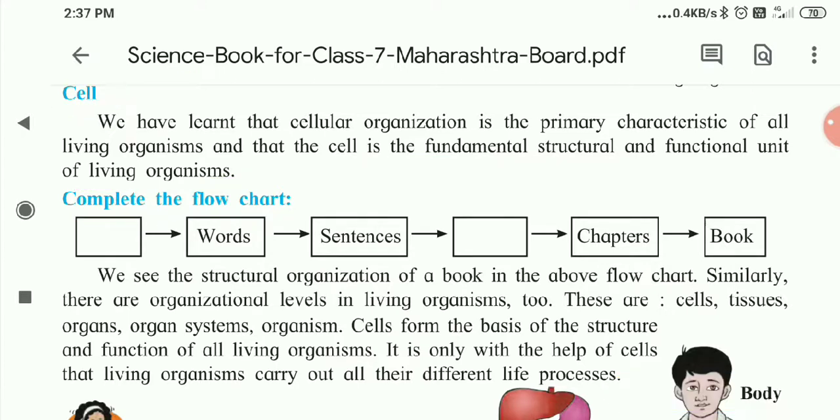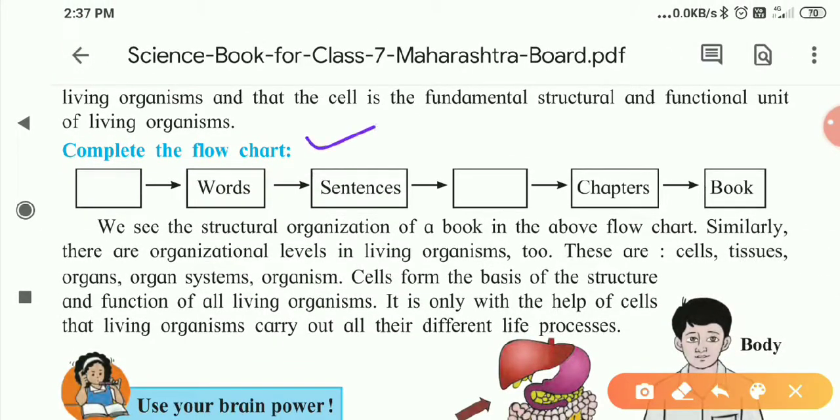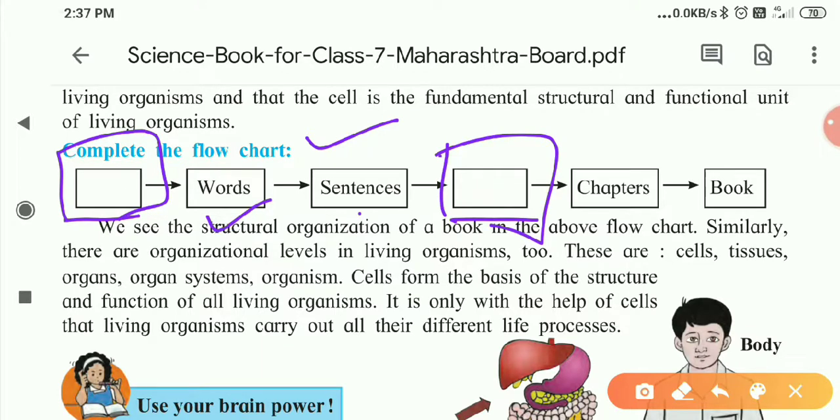Okay, after this we will see the next part of our lesson, which is complete the flowchart. I told you before, in this flowchart some empty boxes are there, and in another place the words sentence, chapter and book are written.